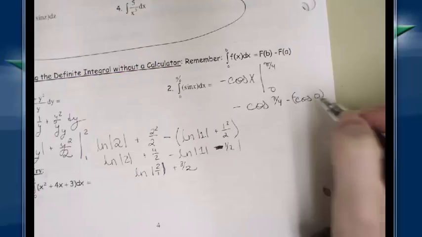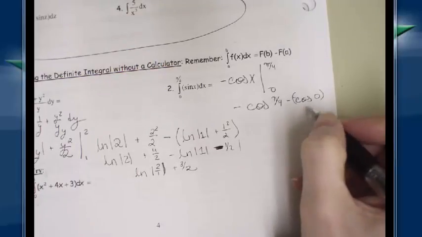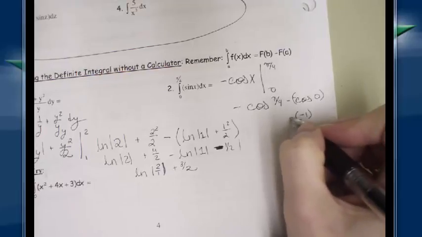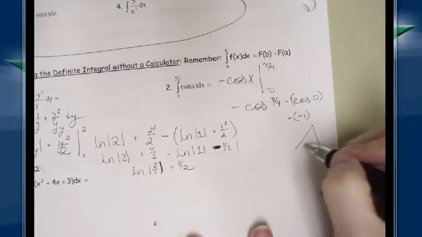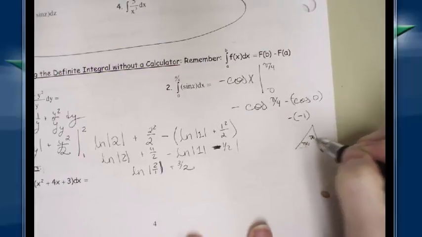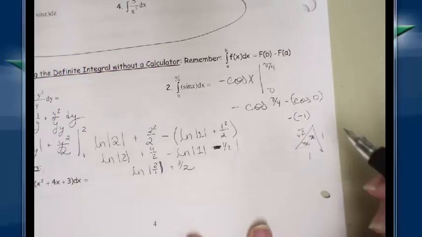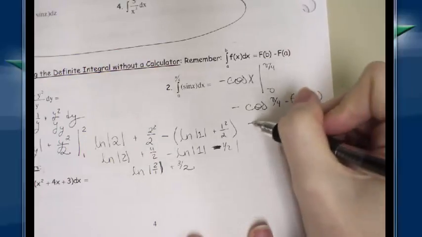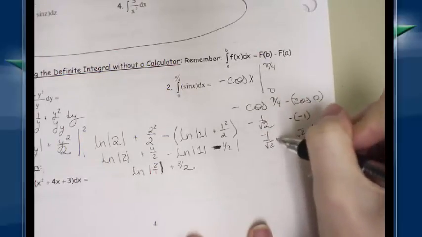Okay. We start with negative cos of 0 is going to give me negative 1. And then pi over 4. So cos, we'll have 1 over radical 2, negative 1 over radical 2. So negative 1 over radical 2 plus 1. That's fun. All right, I think we're almost done.